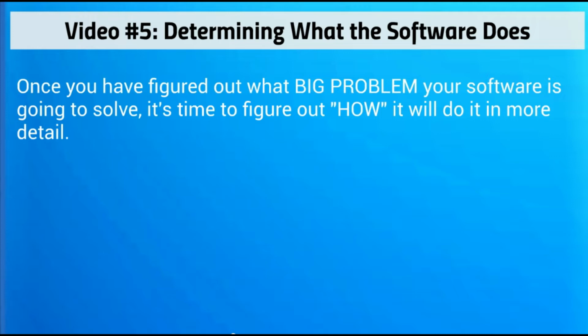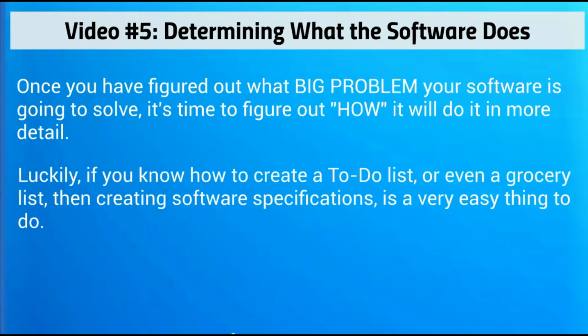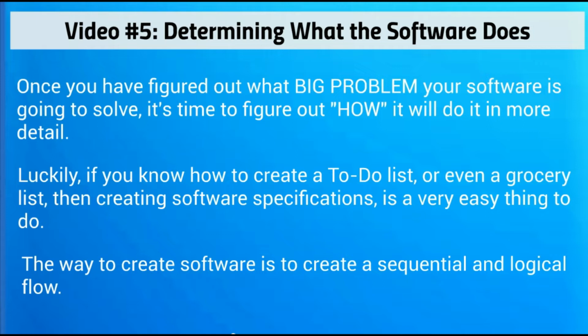In the previous video, we figured out what the solution was, basically how frustrated your consumer would be with the problem and how happy they would be with the problem solved. So now we need to dig deeper and create what we call a to-do list. If you've created grocery lists or to-do lists, then creating software specifications is very similar. And it's actually a very easy thing to do once you have figured out what kind of problem it'll solve and how it will go about doing that. That's what we're going to do in this particular video.